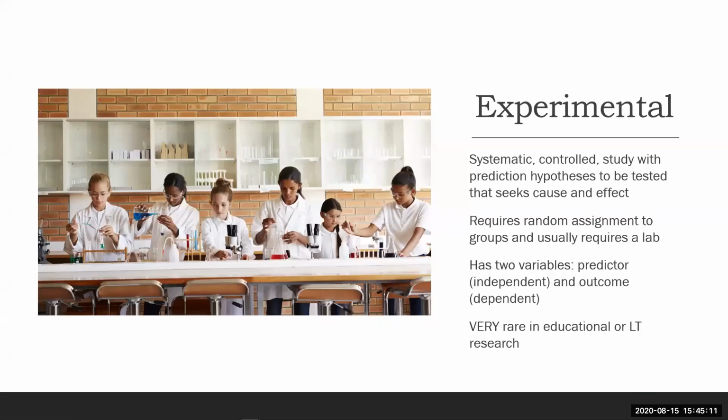And we already talked about experimental a little bit. Again, this is systematic, extremely controlled. You have to have prediction hypotheses. You're looking for cause and effect, random assignment. You're going to have predictor variable, that is the independent variable, which you'll hear about a lot in your career, and the outcome variable, this is what happens, that's called the dependent variable. You control the predictor variable, that's the independent. You do not control the outcome variable.